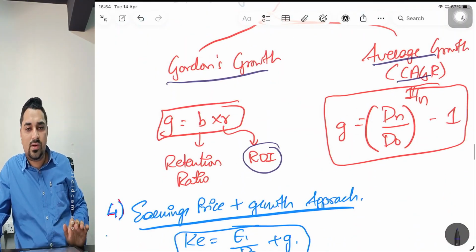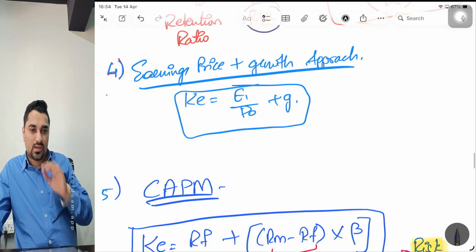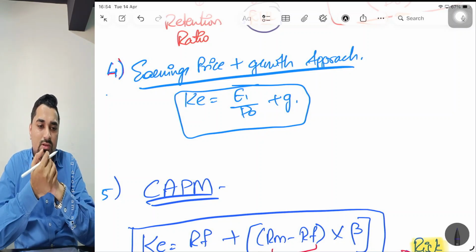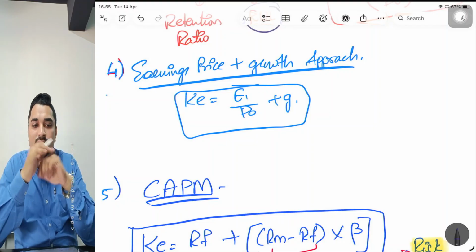Gordon's formula is b into r, and average growth is the CAGR formula: (dn divided by d0) to the power 1 by n, minus 1. So coming to the EP plus G approach. Again, very simple. K equals E1 divided by P0 plus G. So what is G? G is growth in earnings. This time this is growth in earnings. Previously the G was growth in dividend.